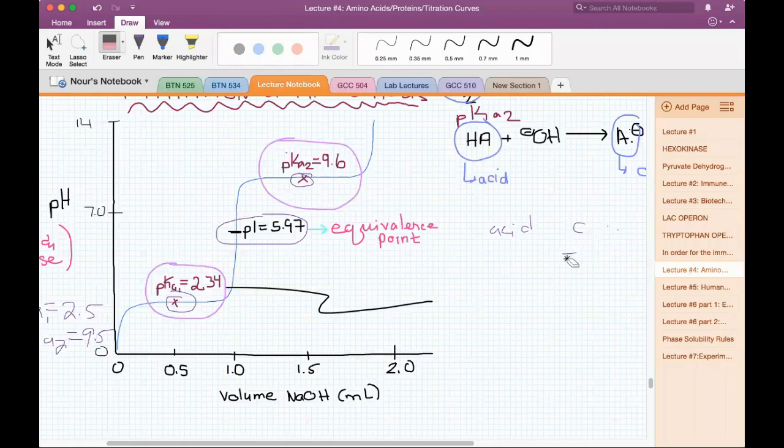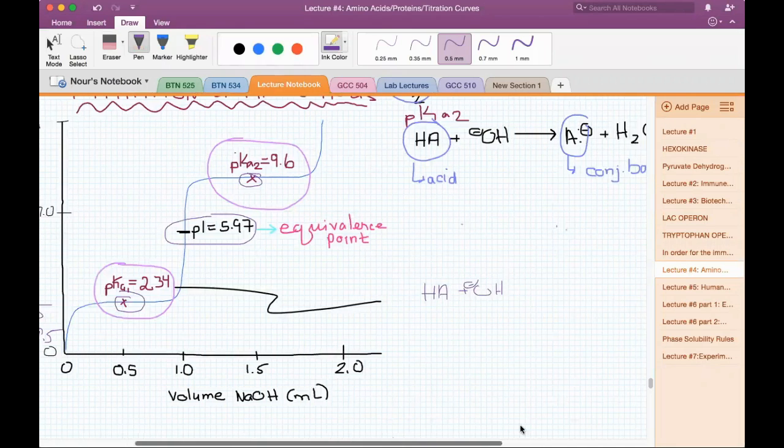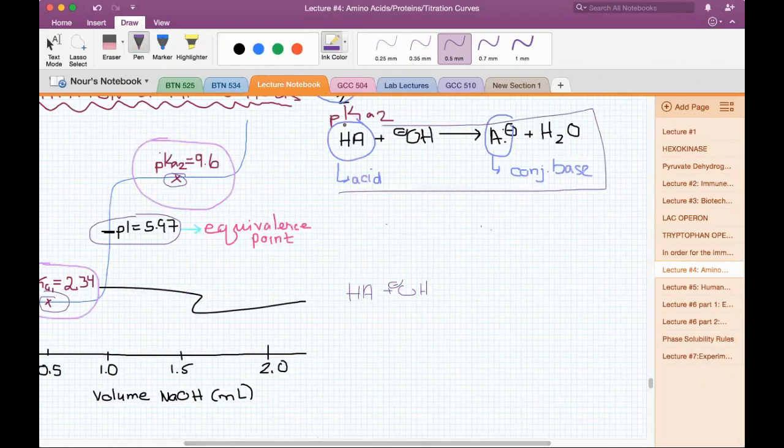So now you can move on to the next pKa. You keep adding OH, and at this point, after the equivalence point, the conjugate base now becomes the acid. It's switched because you keep adding, and you have another group, right? Like it's right here, this is what I'm saying. You keep adding OH until you get a conjugate base. So the conjugate base is this.